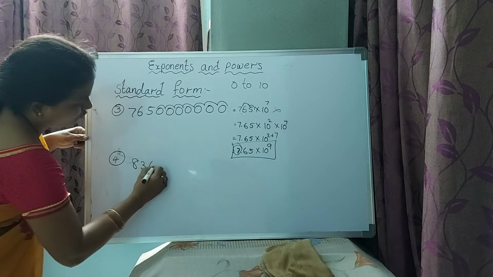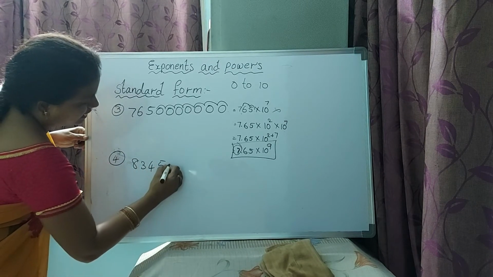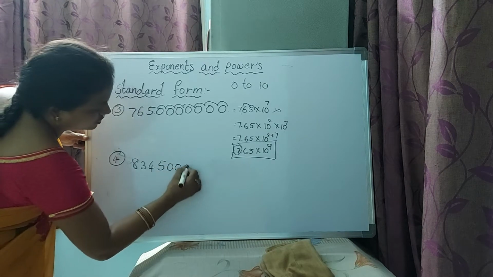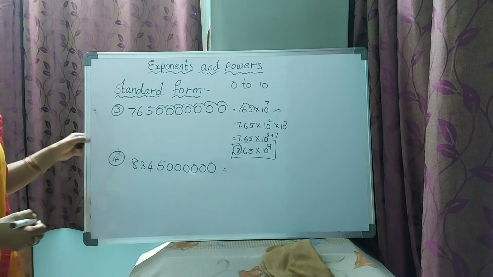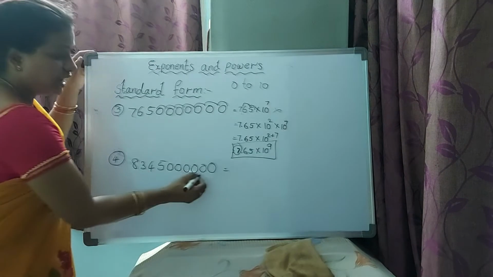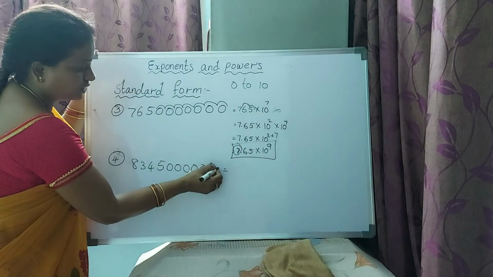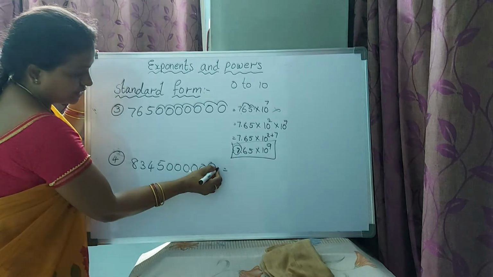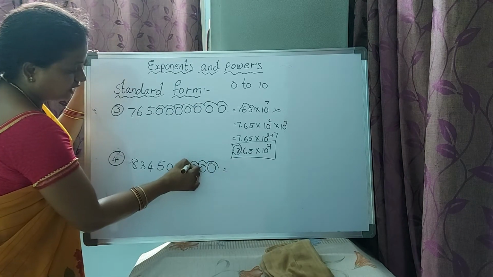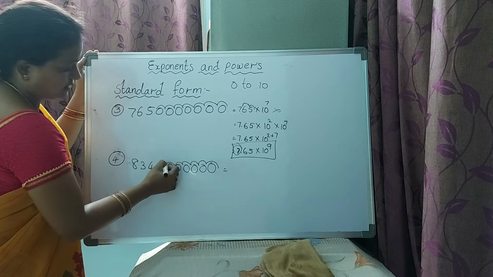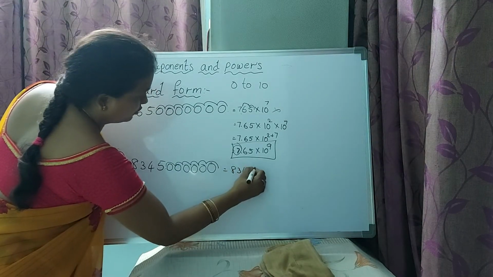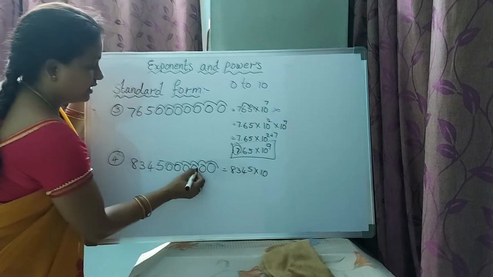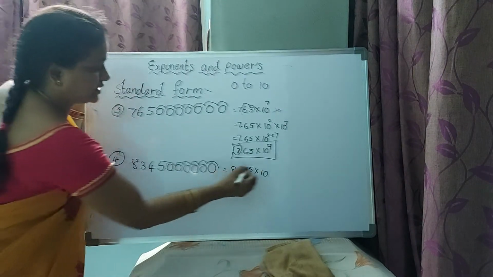8, 3, 4, 5, 0, 0, 0, 0, 0, 0. So how to write the standard form for this big number? See how many jumps we have to do here. If you think the decimal is here, 1, 2, 3, 4, 5, 6. Here it came. So 8345 into 10 to the power of 6.